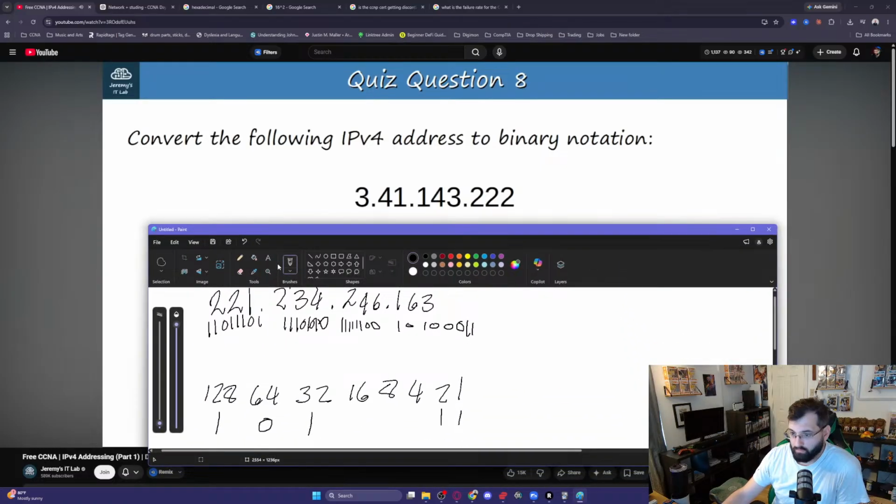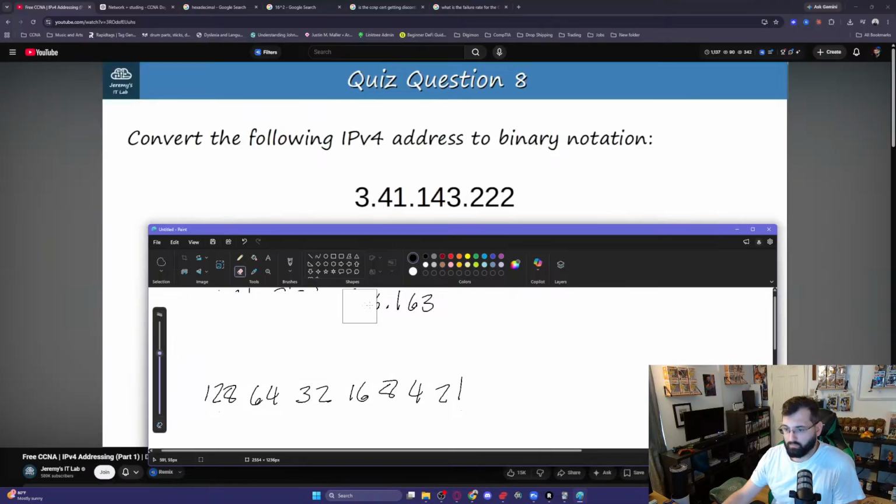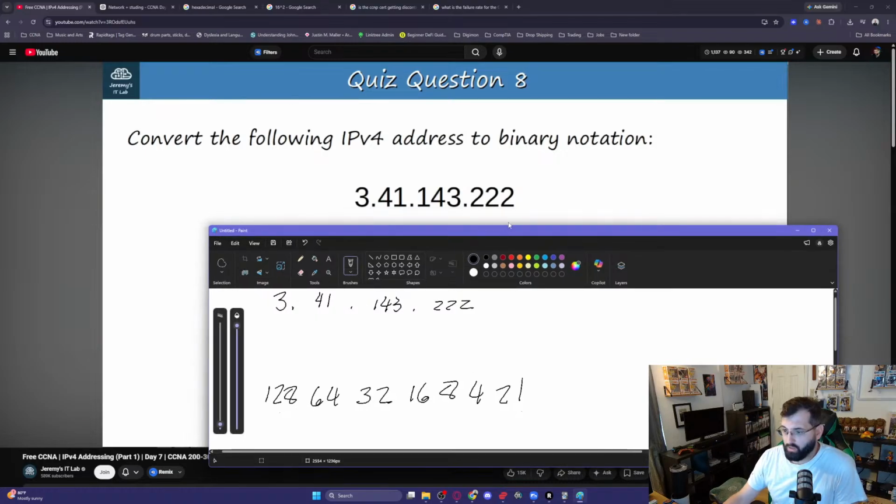Convert the following IPv4 address to binary notation. 3.41.143.222. Pause the video to solve the question. Okay, we're going to try to do this one in our heads, boys. So we have 3.41.143.222. Try to give myself a little bit more space here. Okay, so obviously this one is 0 0 0.